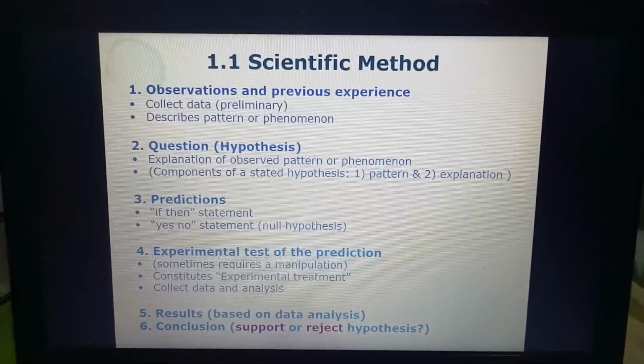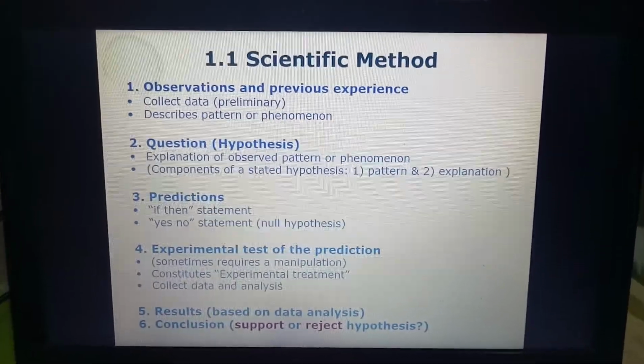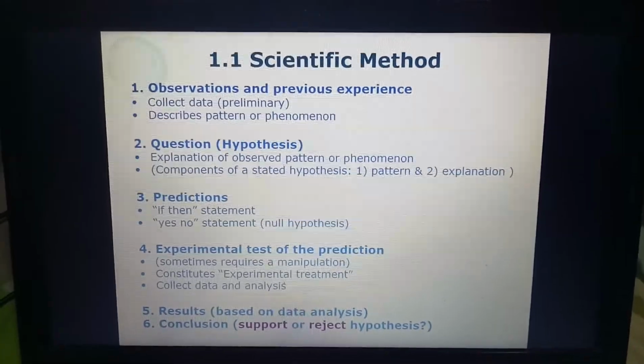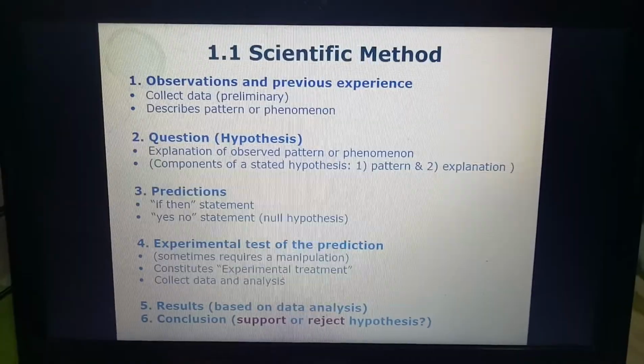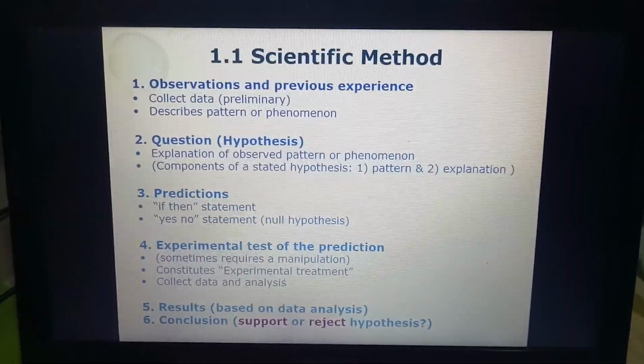Number 4, experimental test. This is more about the laboratory investigation. You have to run your experiment in the lab. Number 5, results based on your data analysis, which is again related to number 4. And number 6 is a conclusion, whether it supports or rejects your hypothesis.